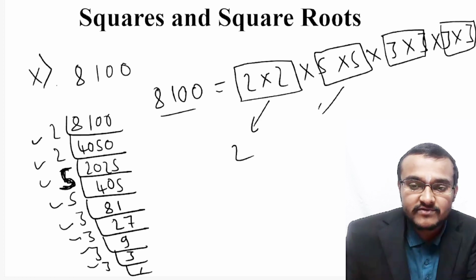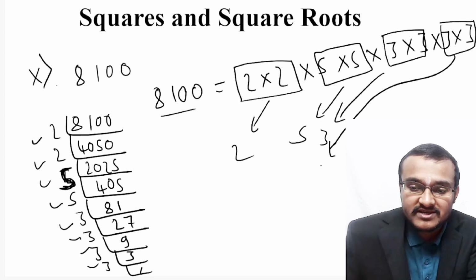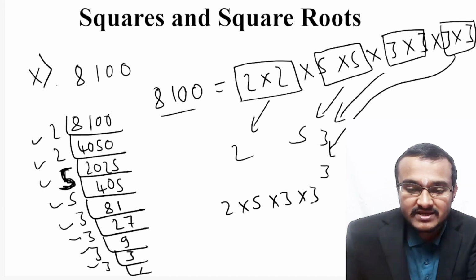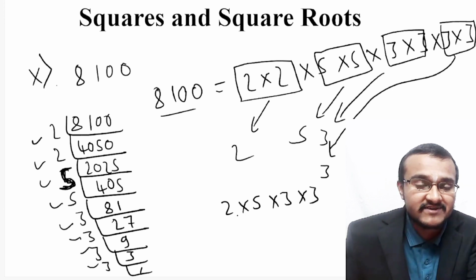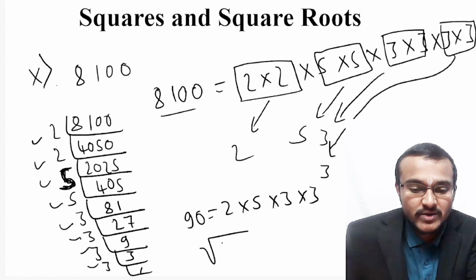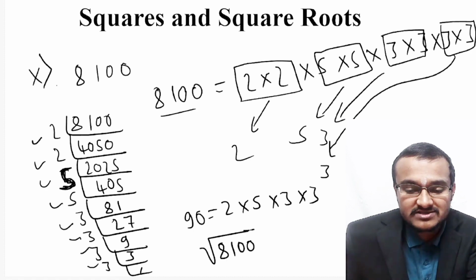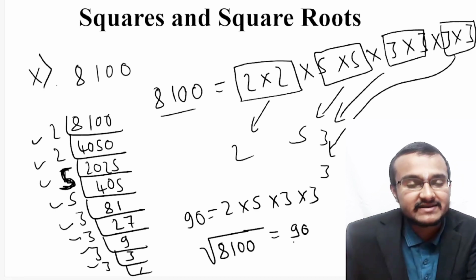So you will get 2 from this, 5 from this, 3 from this, and one more 3 from this. So 2 into 5 into 3 into 3. So 3 3s are 9. 9 5s are 45. 45 into 2 will be 90. So the square root of 8100 will be 90.